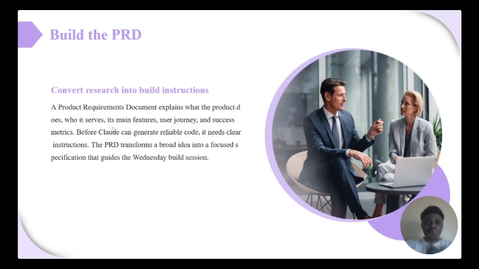So uploading this product requirement document into AI, maybe Claude, right? It can help us now generate the product that we are looking for, or at least give us a step-by-step process in order to generate these products. So creating a product requirement document must explain what the product does inside of the document, who that product is serving, the main features of the product, and the success metrics. So the PRD transforms a broad idea into a focused specification that guides our Wednesday build session.